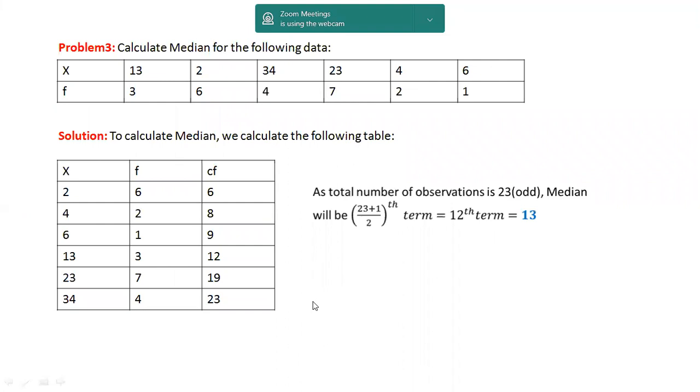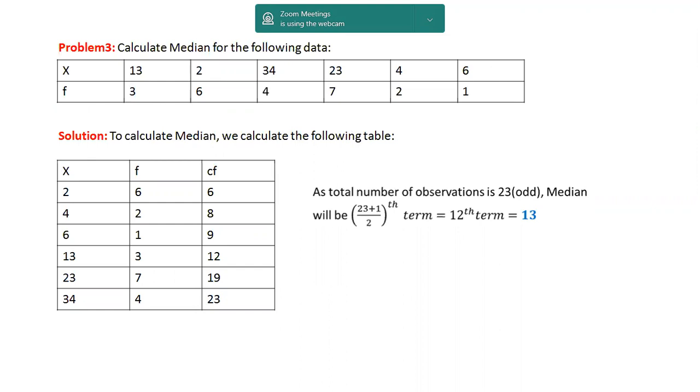So here we are calculating the median for frequency data, grouped data. Here x is the values, which are 1, 3, 2, 4, and 6, and the respective frequencies are provided. So we have to calculate the median for the given data.